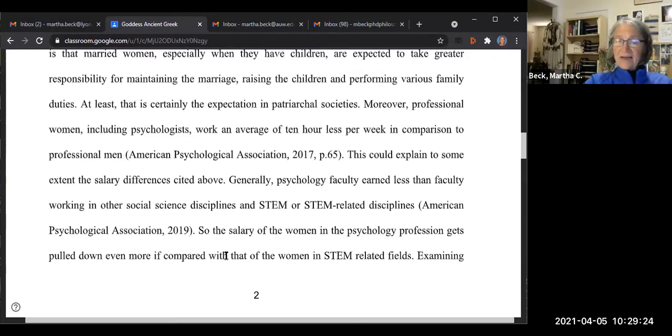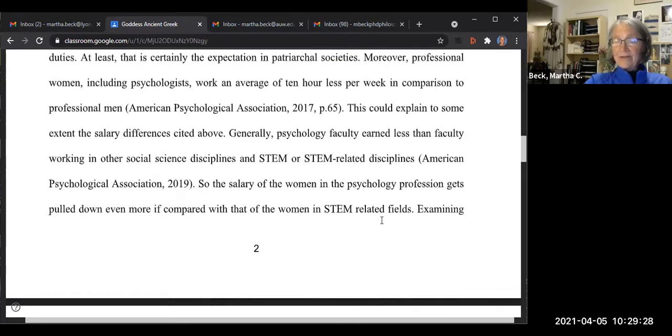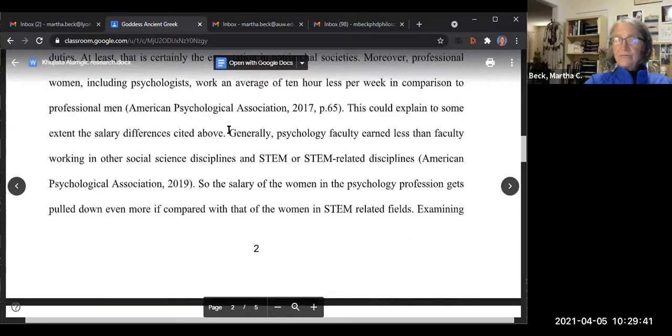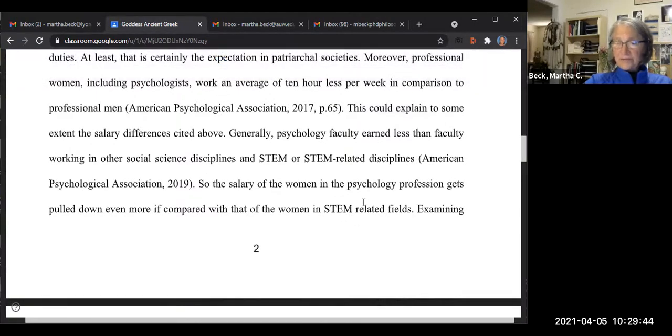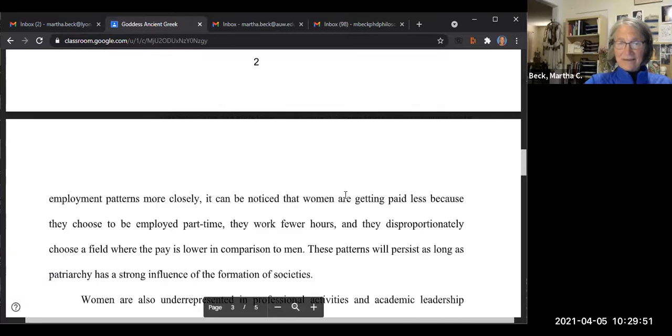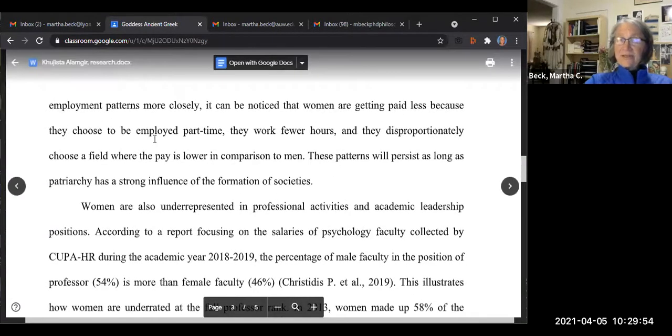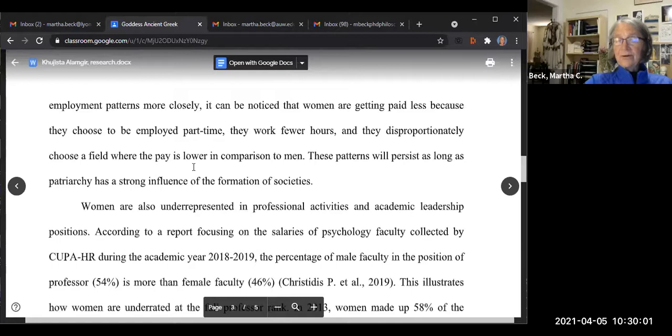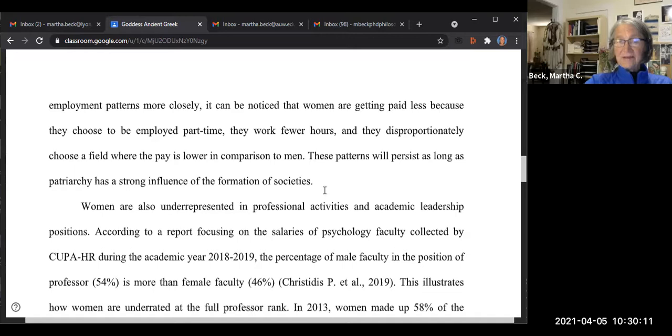So the salary gets pulled down even more if you compare with that of women in STEM-related fields. Okay, examining employment patterns more closely. Women are getting paid... I think you would want a separate paragraph on this STEM issue, because that's a big issue all over the place in all sectors of society. Because they choose to be part-time, they work fewer hours, they disproportionately choose a field where the pay is lower, and these patterns will persist as long as patriarchy has a strong influence in the formation of societies, okay?